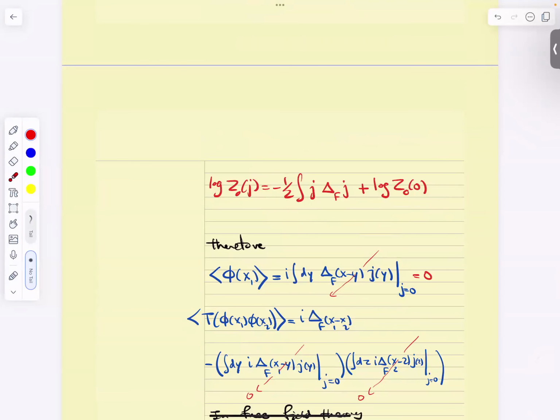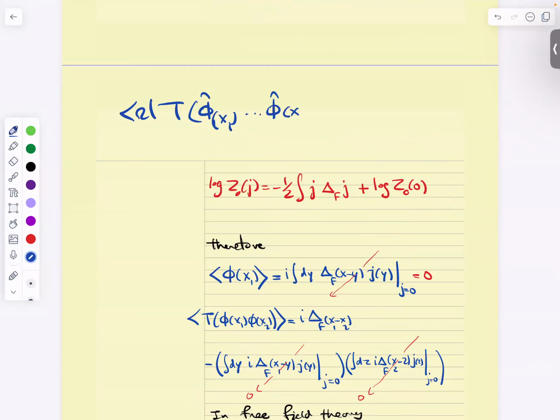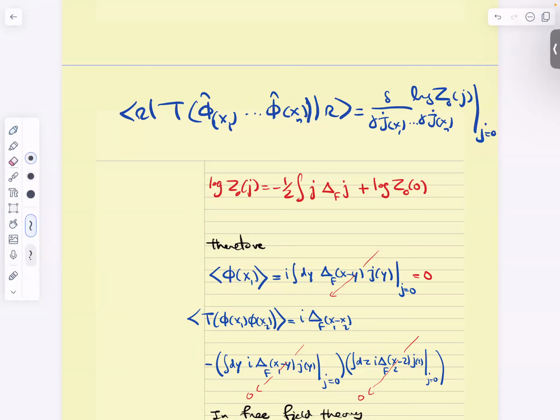This is what log of Z0 of J is. When I take derivatives, Z0, this is a shift. It doesn't come out, right? So let's take our correlation functions, phi of x1 to phi of xn, are del J x1 to del J xn of log of Z0 of J at J equals 0, right? Let's take derivatives. Let me pause here. Is that good? All right, let's take derivatives.